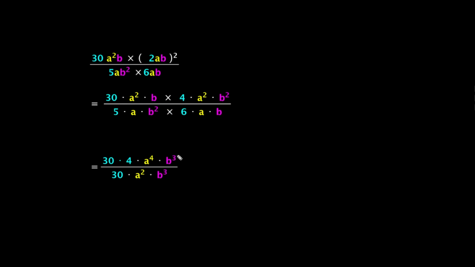Now it's time to simplify the top and the bottom. This 30 gets cancelled with this 30, so the top number is 4. And this a to the power of 4, and that will bring us a to the power of 2. Top minus bottom exponent, right? 4 minus 2, a to the power of 2. So the final answer is 4a to the power of 2. And we are done.